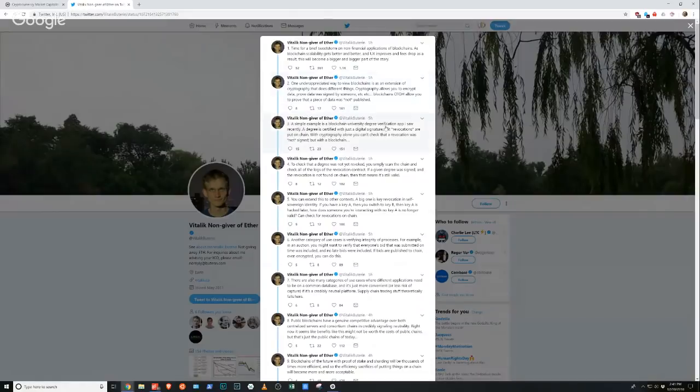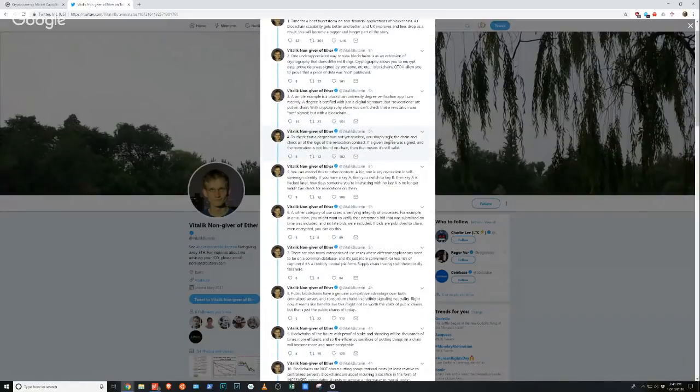"A simple example is a blockchain university degree verification app I saw recently." So here, one of the main things everyone always says is, oh, you could have degrees on the blockchain and you could verify them or whatever. You've got to remember that there's already somebody centralized that's issuing the degree. And this is more a UX problem with the degree issuer, not anything that a blockchain adds.